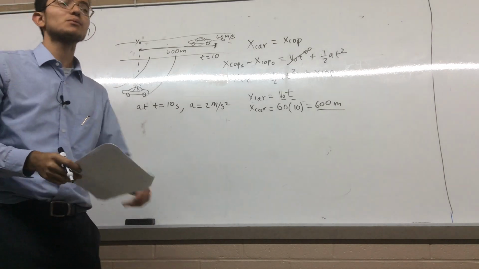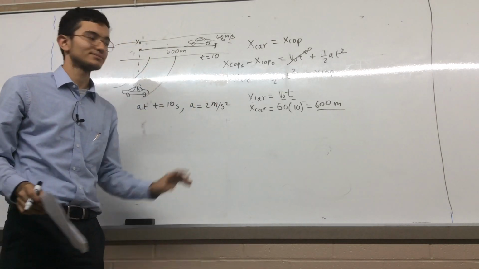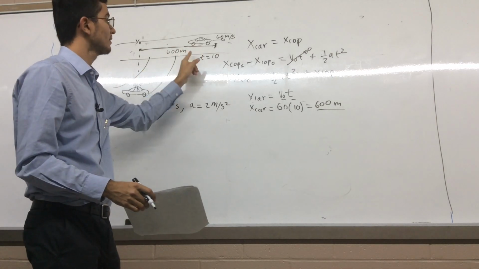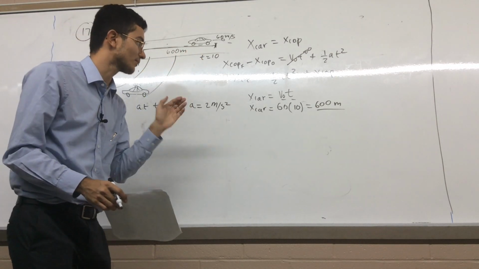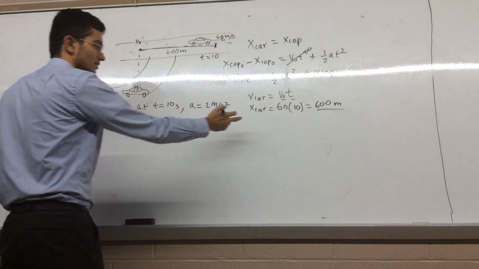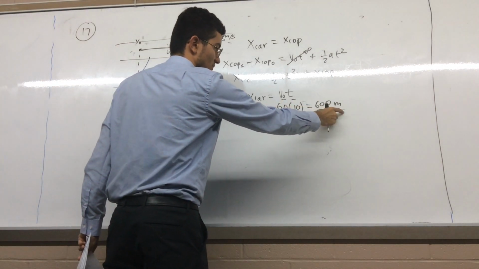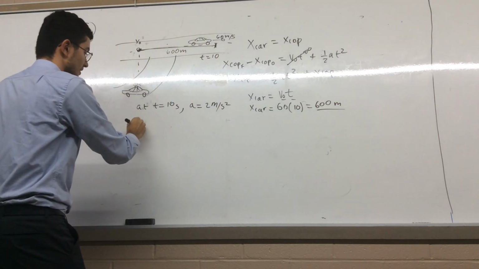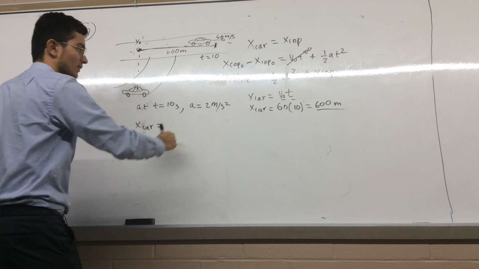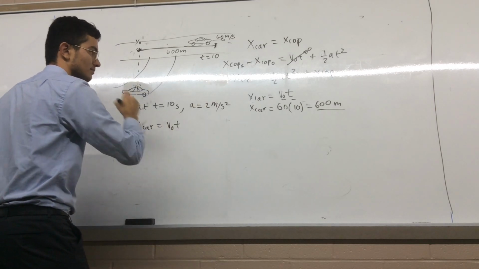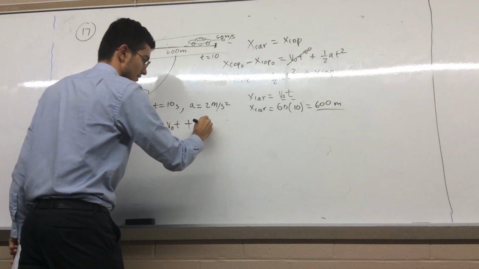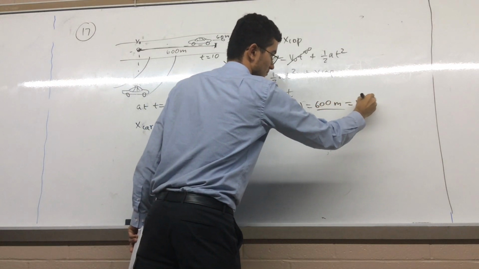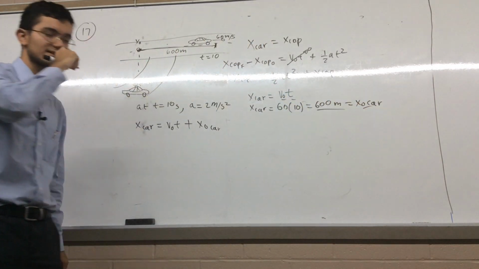But at this point, we're going to say t equals 0, when the cop starts his engine and the car has traveled 10 seconds. So this is going to be the initial position, 600 meters with respect to this point. So we can say that x car is equal to v0 times t plus x0 car, and we know x0 car is 600 meters.